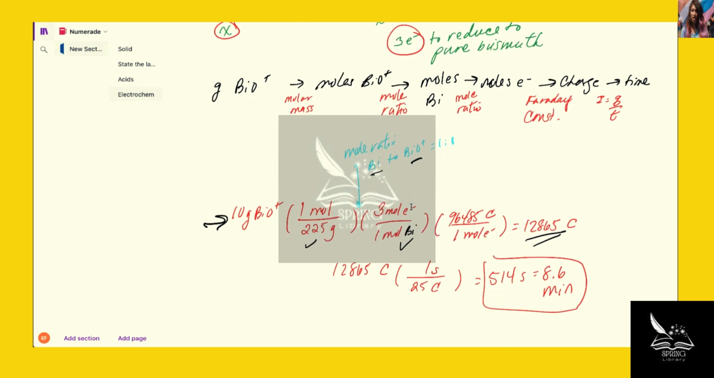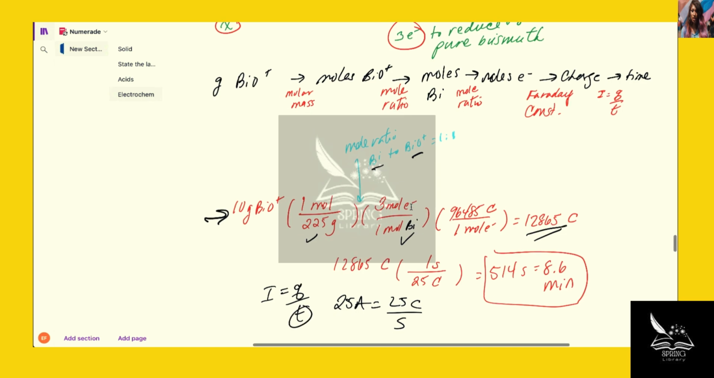And so now, if this is the charge, I can rearrange current equals charge over time to give us the amount of time. And so this is 25 amps, which is 25 coulombs per second. So if I rearrange and solve for t, I end up with 514 seconds, which is 8.6 minutes.